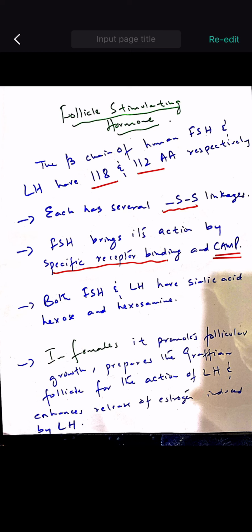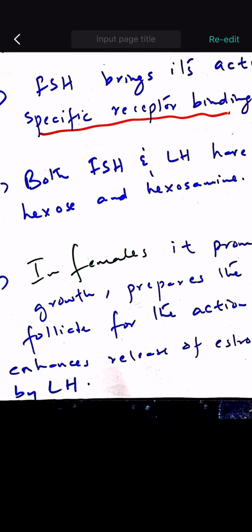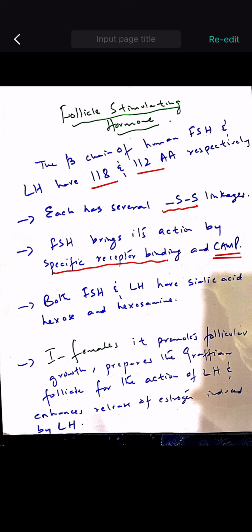In females, as the name indicates, follicle stimulating hormone promotes follicular growth and prepares the Graafian follicle for the action of the luteinizing hormone, and it enhances the release of estrogen induced by LH. So FSH promotes follicle growth and prepares the Graafian follicle for the luteinizing hormone to come and act on it and ultimately release estrogen.